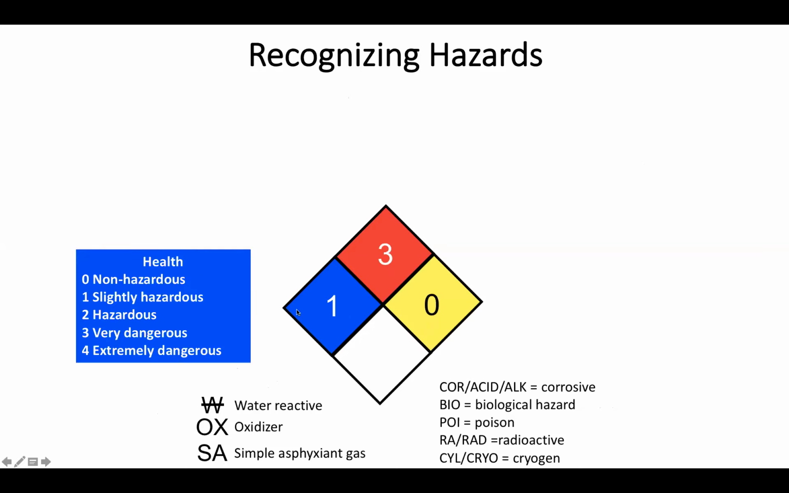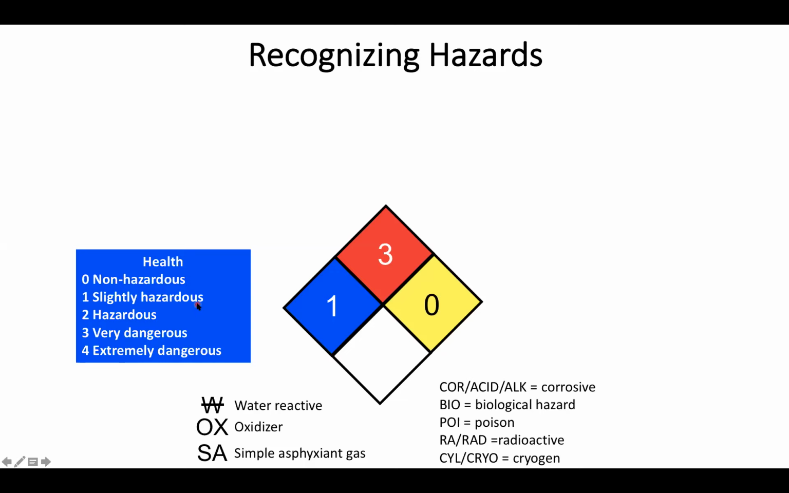When I look at health, I'm evaluating health risks on a 0 to 4 scale, 0 being not hazardous at all, and 4 being extremely dangerous. These have a rough analog to our good old friend, the LD50, where if something is considered non-hazardous, my LD50 tends to be somewhere greater than about 2,000 milligrams per kilogram. So think about something like acetaminophen. Maybe a little toxic, but generally you'd have to consume a fair bit.